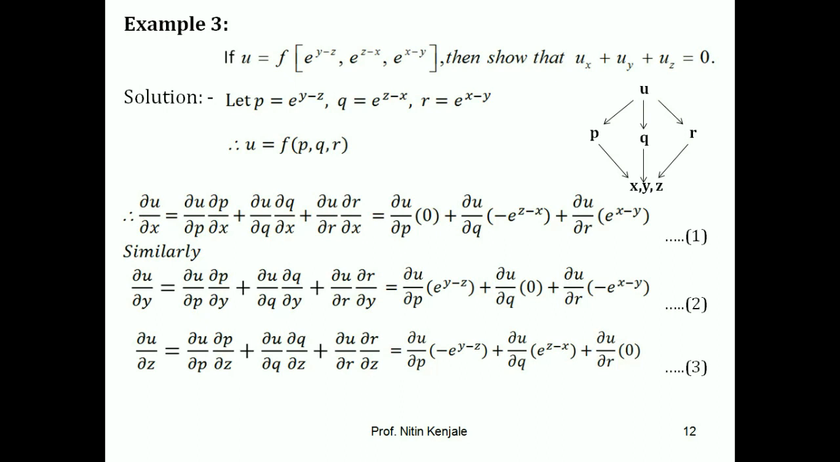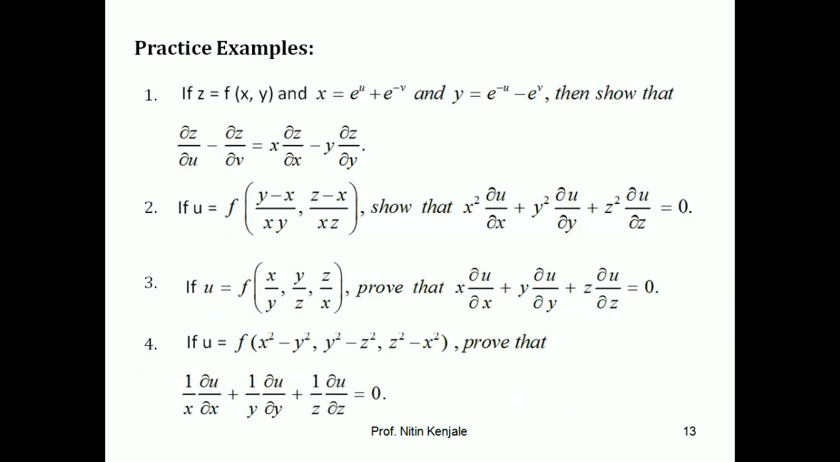When we add ∂u by ∂x, ∂u by ∂y and ∂u by ∂z, you see that the addition of RHSs of equation number 1, 2 and 3 becomes 0. Therefore we write, adding equations 1, 2 and 3, ux plus uy plus uz becomes 0. These are some practice examples that you can try at home.